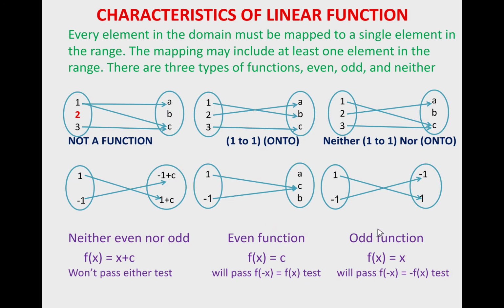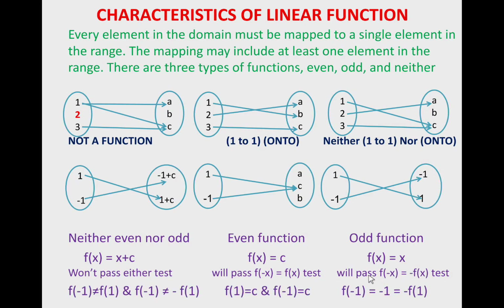So this function passes the test as an even function. Let's take a look at this function. This function maps -1 to -1, +1 to +1, and the function is f of x equal to x. And the condition is that f of negative x must be equal to negative f of x, and it also satisfies it. Let's take a look at how it satisfies it. If we put f of negative 1, so negative 1 is mapped to negative 1. But negative 1 is equal to negative of f of 1, because f of 1 equal to 1. So negative f of 1 is equal to negative 1. So that proves that this function is an odd function.